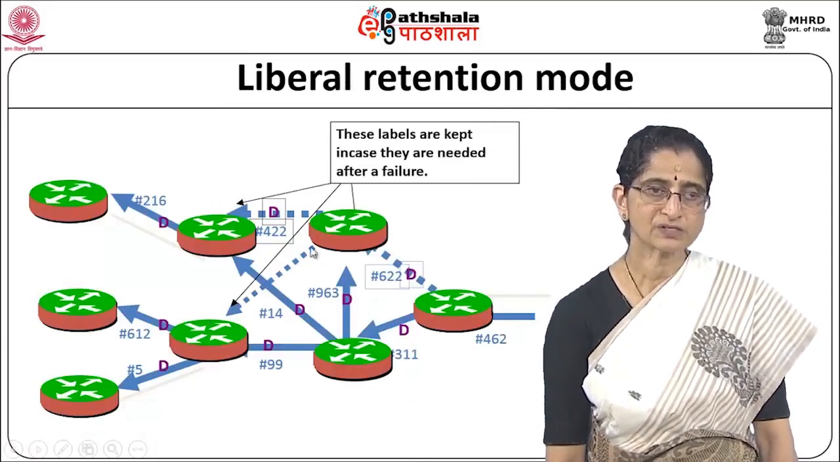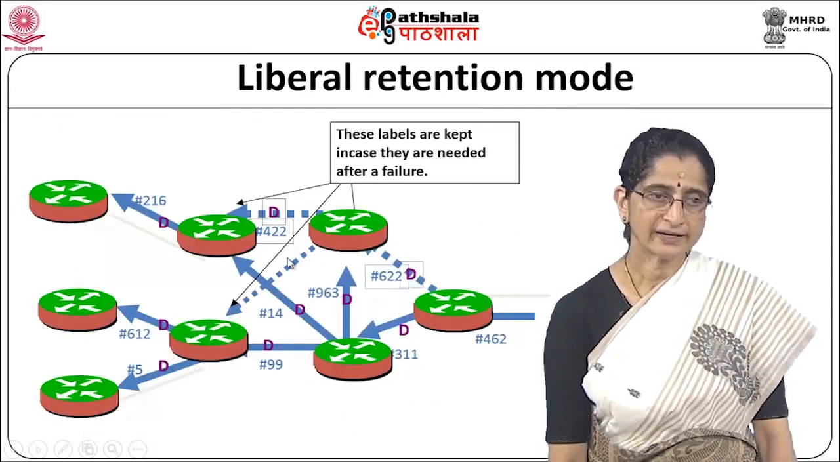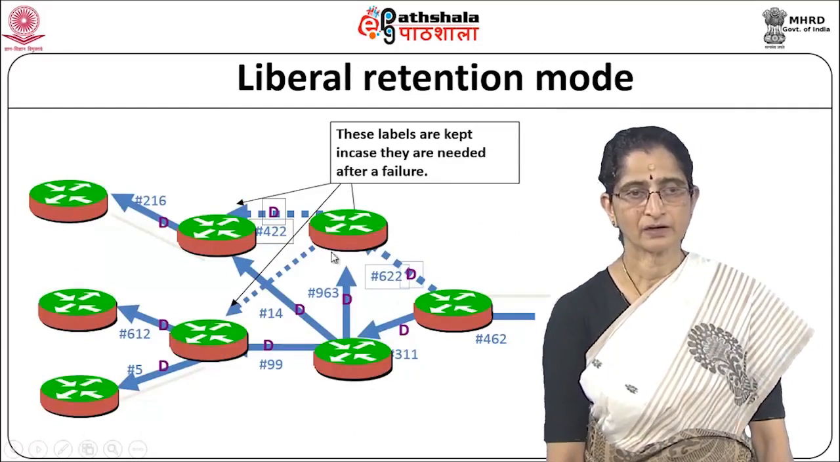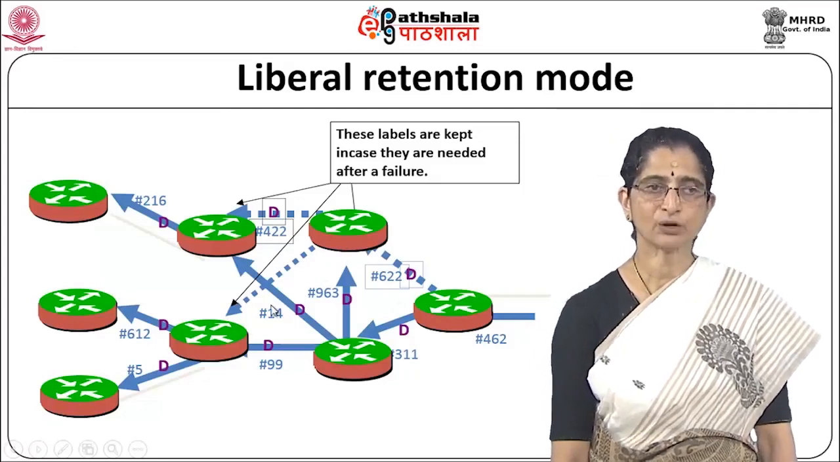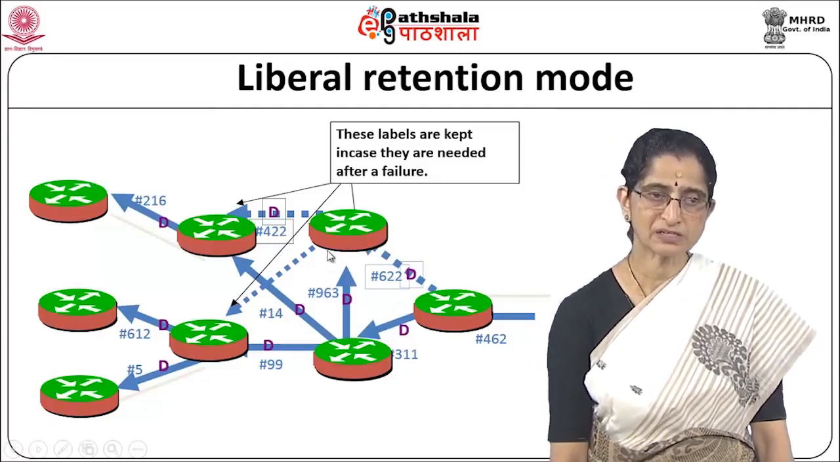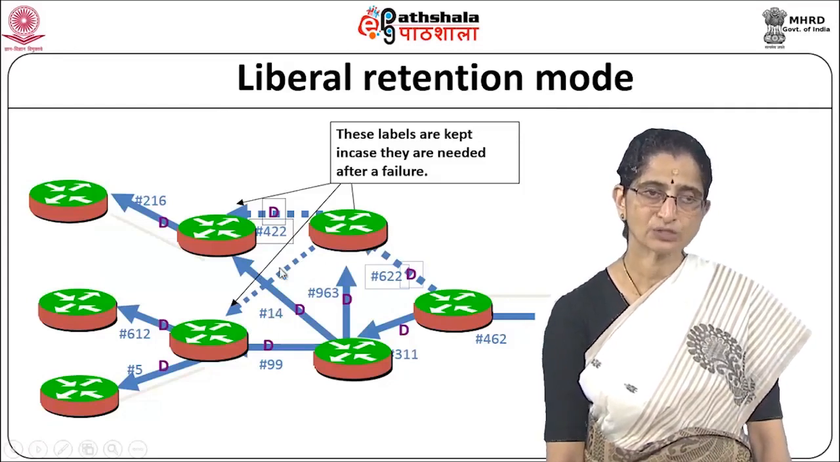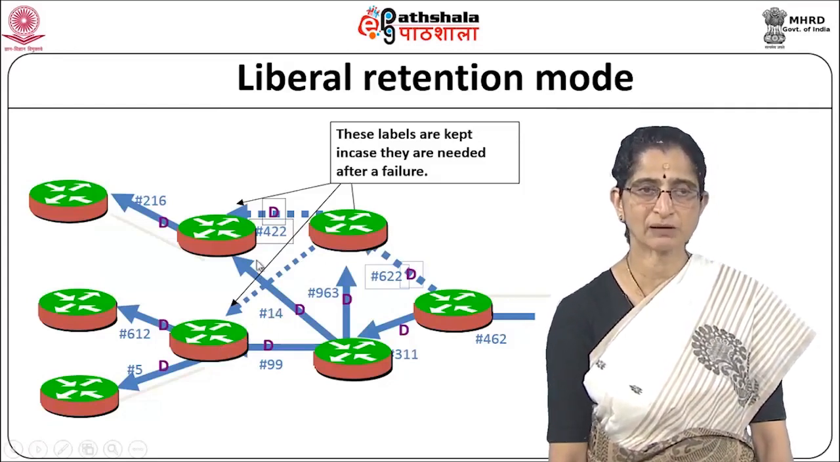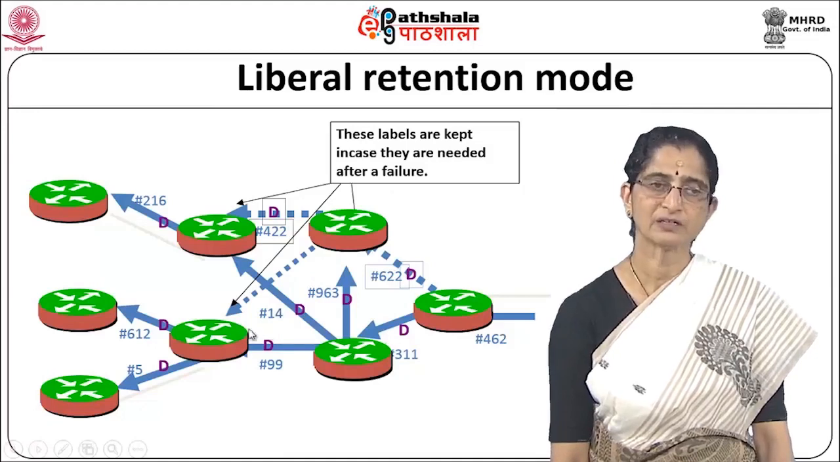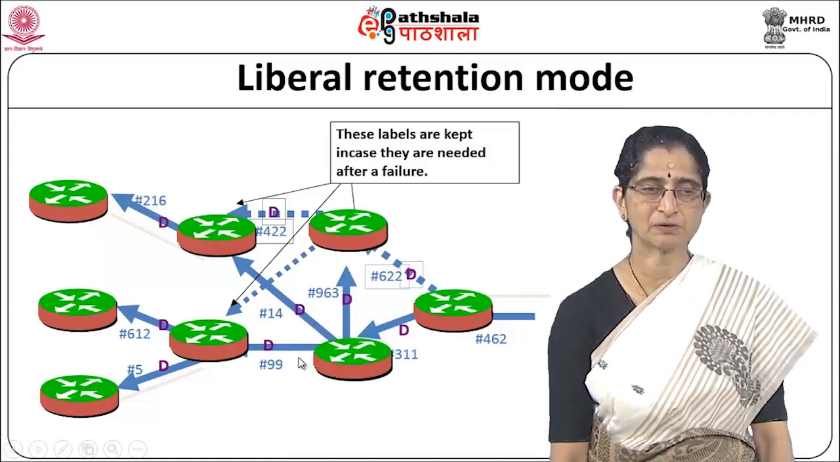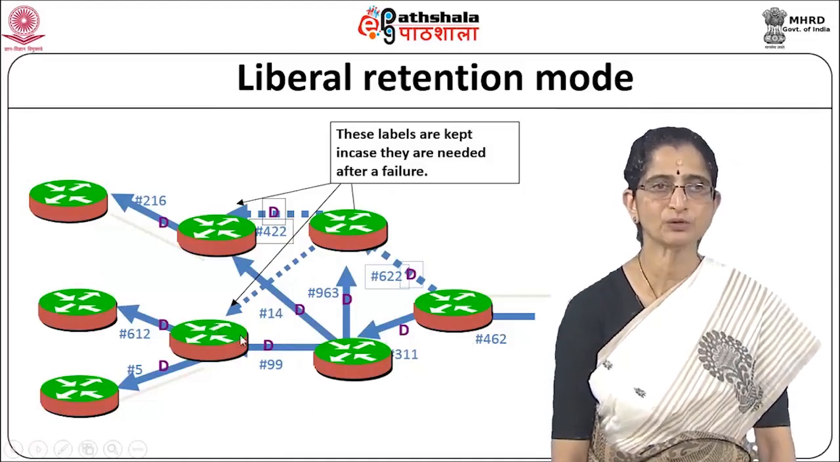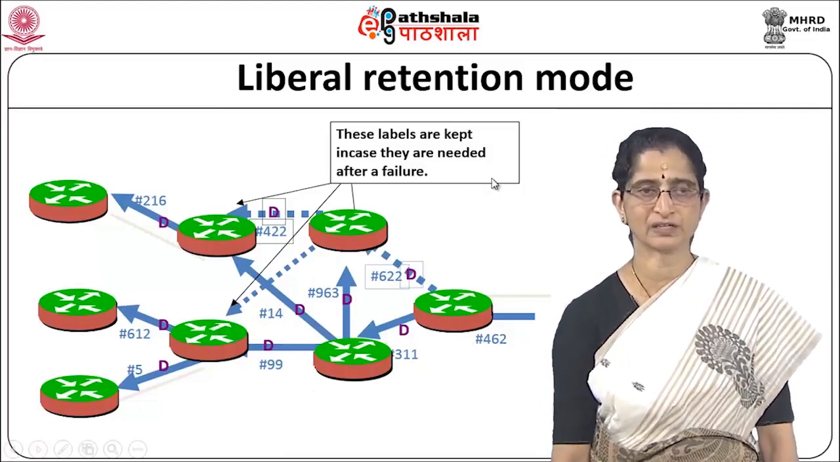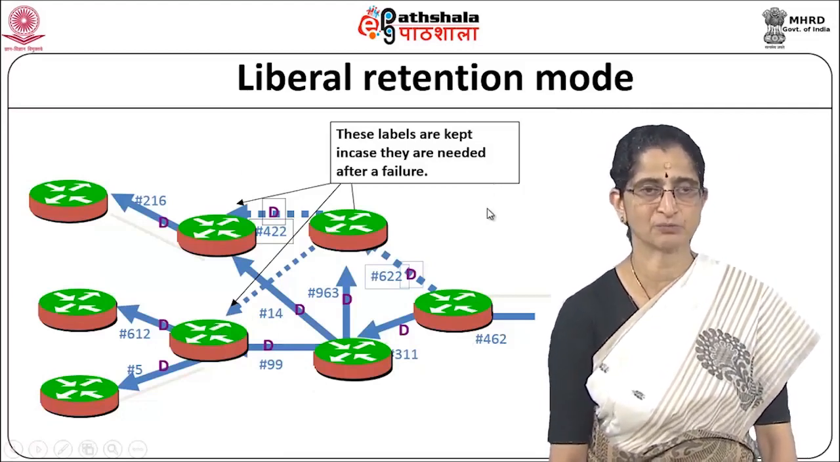So if you see this, for instance, the dotted lines here indicate paths which are not exactly on the FEC path, but still if they advertise certain labels, those labels are just kept. Why does it keep those labels? So that in case of failure, say something happens and some other LSP fails, it will be able to quickly switch over to another LSP. So that's the advantage of having this kind of liberal retention mode.